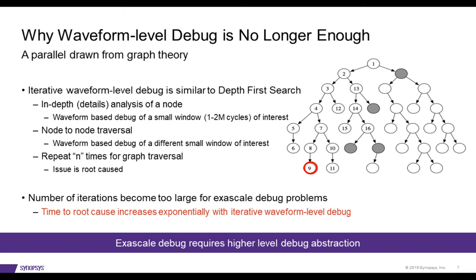And then you continue to repeat these until you actually find the window where the root cause is. So this actually works out very well for IP and subsystem designs that are smaller in size. But when you get to a bigger design, which is represented by a large graph here, the number of iterations to find the problem becomes one too many. And this is really the problem, that your time to root cause is going to increase exponentially if you solely depend on iterative waveform level debug.